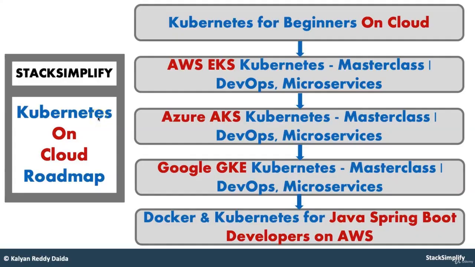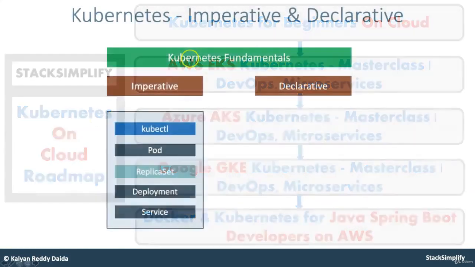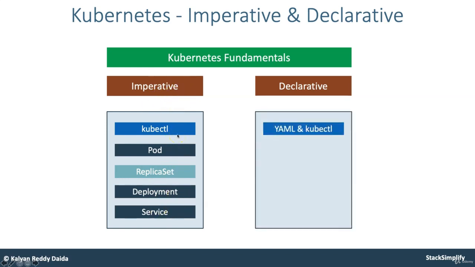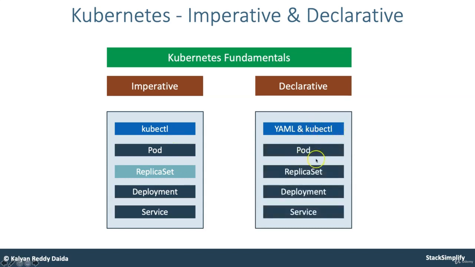Welcome back. So far we have completed the Kubernetes fundamentals. Using the imperative way, we have created a pod, and for a replica set we really don't have an imperative command using kubectl, so we used the YAML format to create it. Deployment and service also, using the imperative way, we have created. So now, using YAML and kubectl, we are going to create pods, replica sets, deployments, and then services in a declarative manner using YAML.